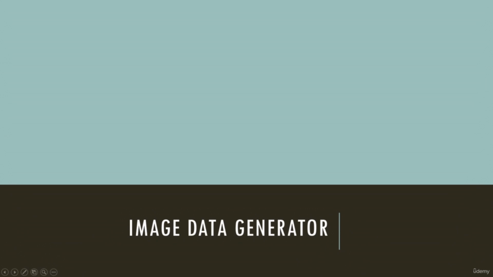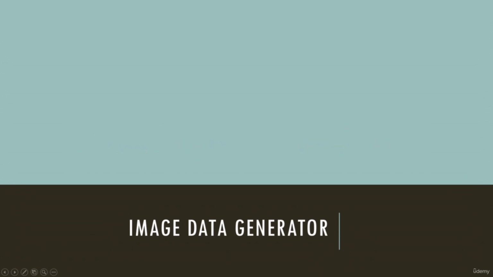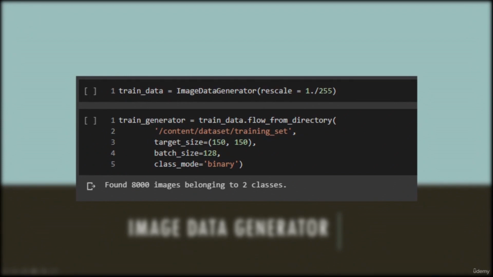One feature of the image data generator is that you can point it at a folder and then the subfolders of that will automatically generate labels for you. The image generator class is available in keras.preprocessing.image. You can then call an image generator like this. I'm going to pass rescale to it to normalize the data as we discussed in the previous lesson. You can then call the flow from directory method on it to get it to load images from the directory and its subdirectories.